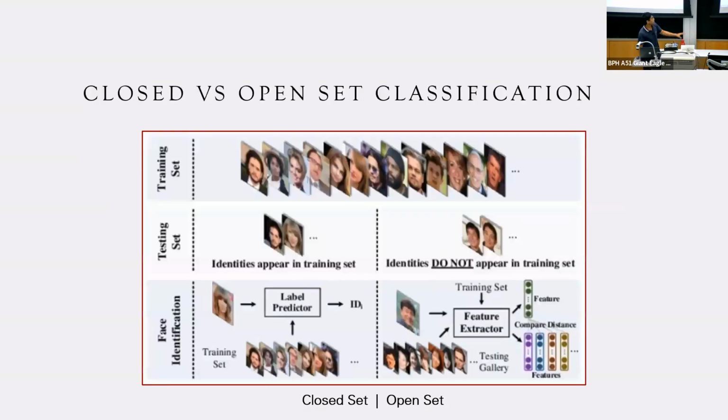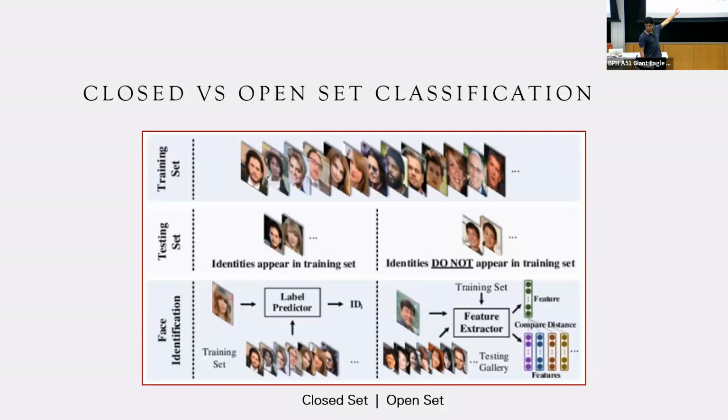So here's a pictorial description of what is happening. In closed set, we have something called a label predictor, which is basically a model. It takes in an input image and gives the ID. And our training set has, say, 10 celebrity images, and we have like 1,000 training samples for each celebrity label.